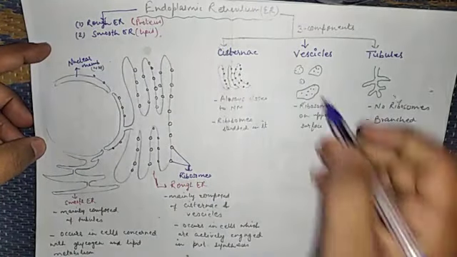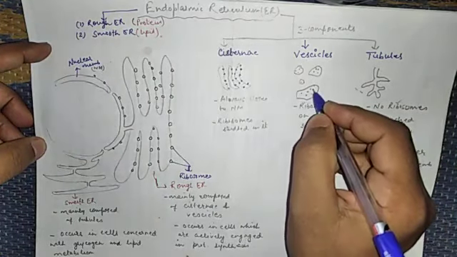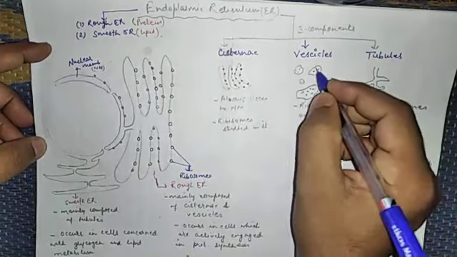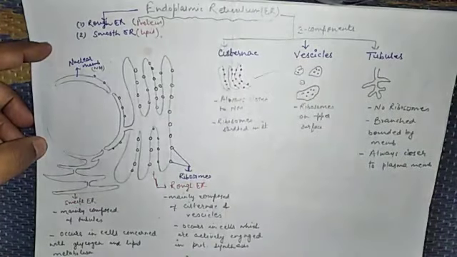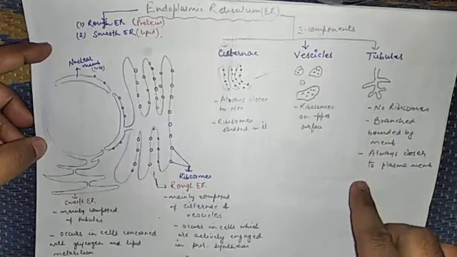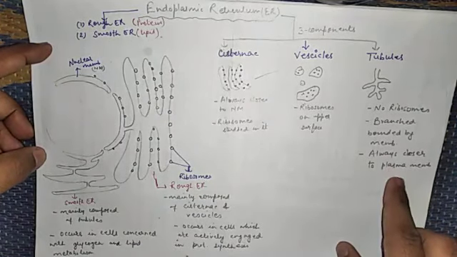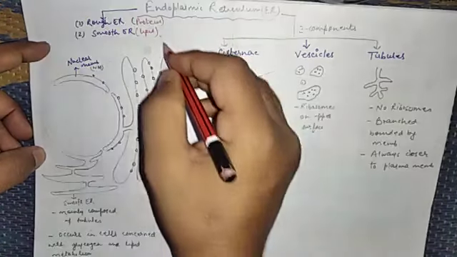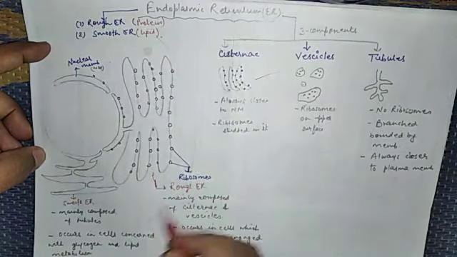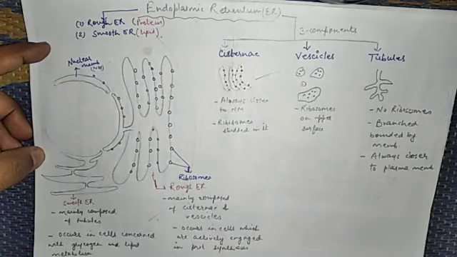Then secondly are the vesicles. They also have ribosomes, but they are found on the surface of the vesicles. Next, tubules. Tubules are branched structures. They don't have any ribosomes. They are always close to the plasma membrane. If we draw the plasma membrane here, the tubules are always found closer to it.